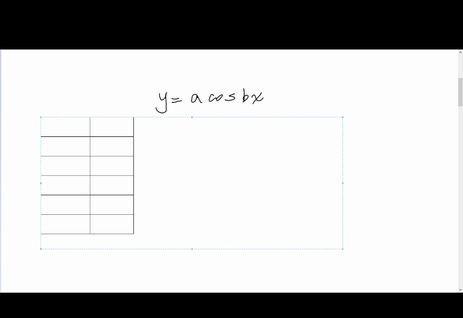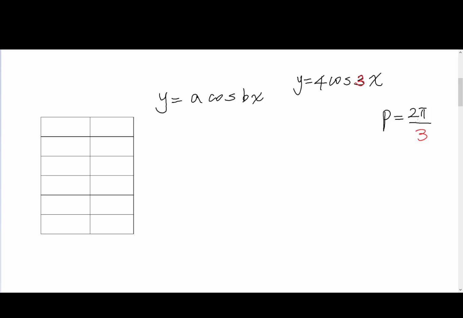Now, if you're graphing y equals a cosine bx, I will explain that with one example. If you're graphing y equals 4 cosine 3x, here the 3 will change the period from 2 pi to 2 pi divided by 3. The coefficient of x changes the period. Here the 4, the a value, will change the amplitude. So the amplitude is now 4.